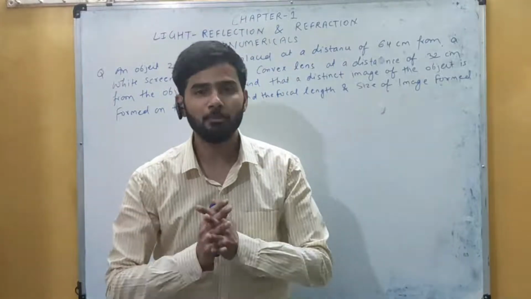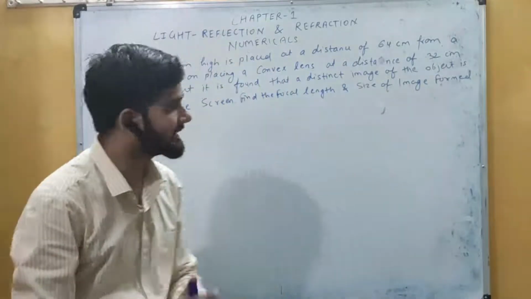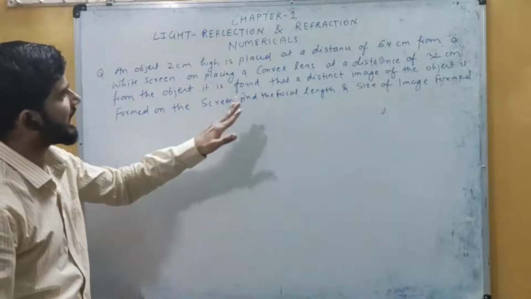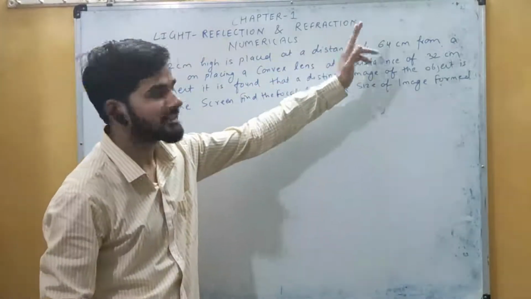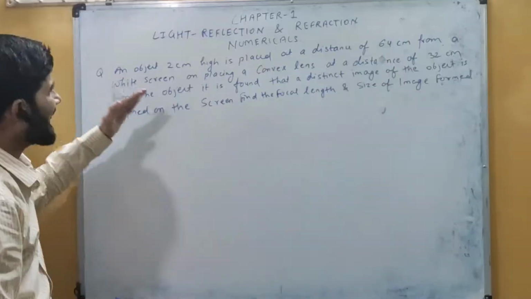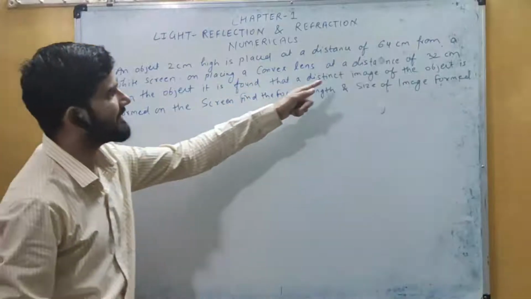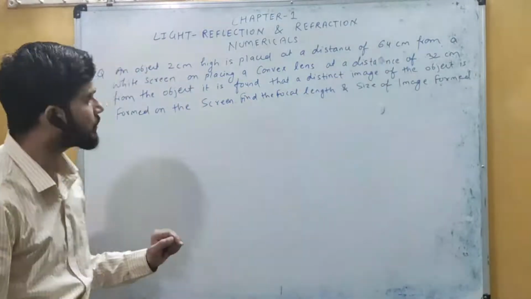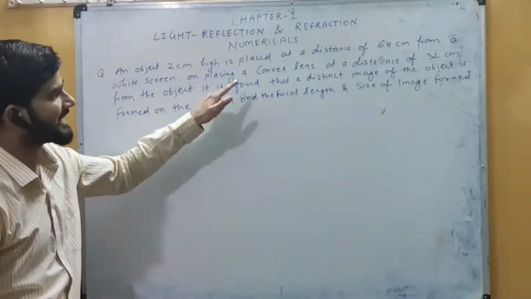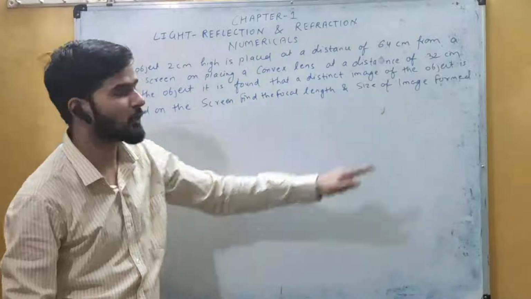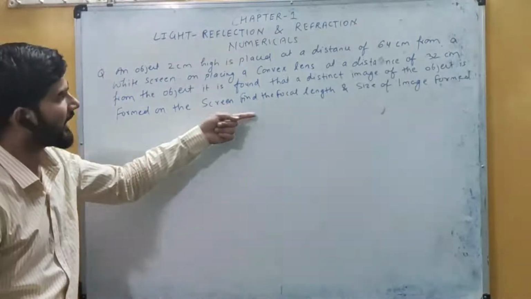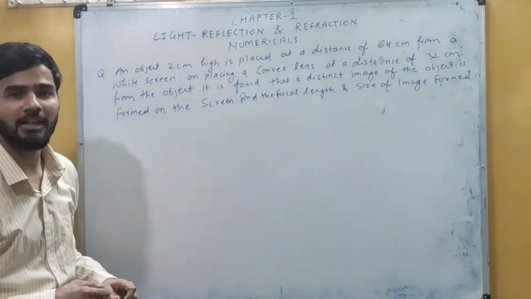Let us solve some numericals based on the lens. An object 2 centimeter high is placed at a distance of 64 centimeter from a white screen. On placing a convex lens at a distance of 32 centimeters from the object, it is found that a distinct image of the object is formed on the screen. Find the focal length and size of the image formed.